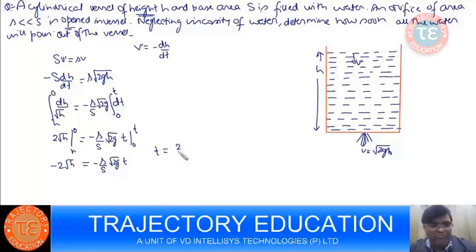2h by g. It will be 2h by g, alright? Time taken is capital S by small s under root 2h by g. This is the time taken by the water to come out of the vessel.